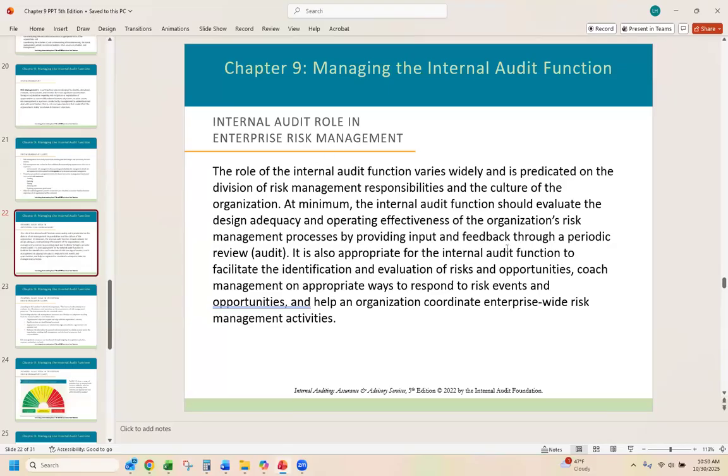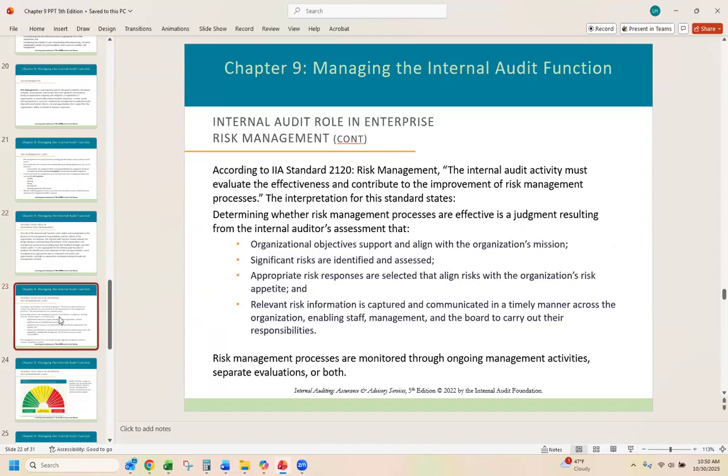The role in enterprise risk management is basically providing input and feedback. It's pretty straightforward: evaluating the effectiveness of the risk management processes. Just like all of our other reporting, making sure that the enterprise risk management, as the overall company risk, is consistent with what the company is set up to do.